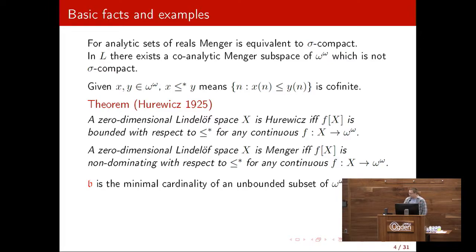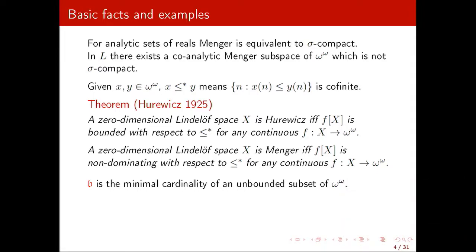Good. Now, there are two cardinal characteristics associated to this eventual dominance relation, namely b, the minimal cardinality of an unbounded subset of the Baire space, and d, the minimal cardinality of a dominating subset. Of course, b is less or equal than d, because if you're dominating, then you're automatically unbounded. That's the power of logic.